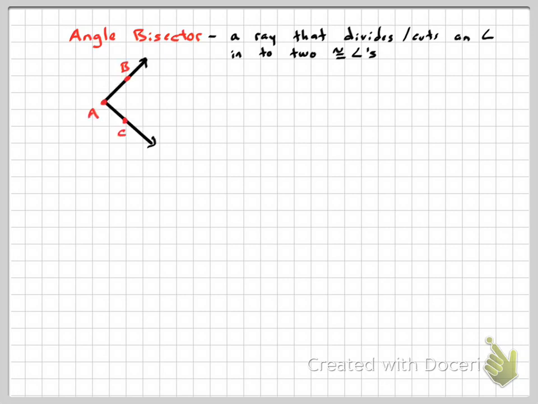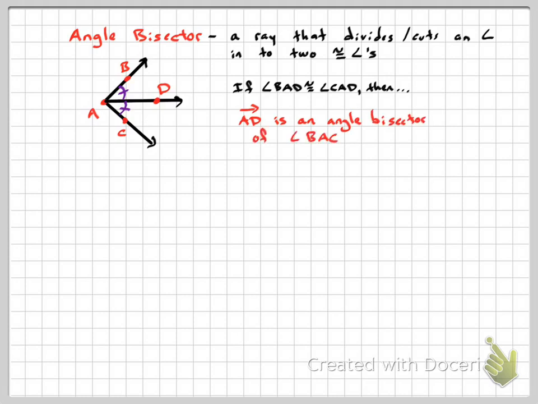So if I was to say that angle BAD is congruent to angle CAD, so notice it's congruent. Notice I'm now setting up the markings showing angles are congruent. We talked about how you use markings to show segments are congruent. You do the same thing with angles. So if angle BAD is congruent to angle CAD, then I know that segment or ray AD is an angle bisector of BAC, BAC being the entire thing.